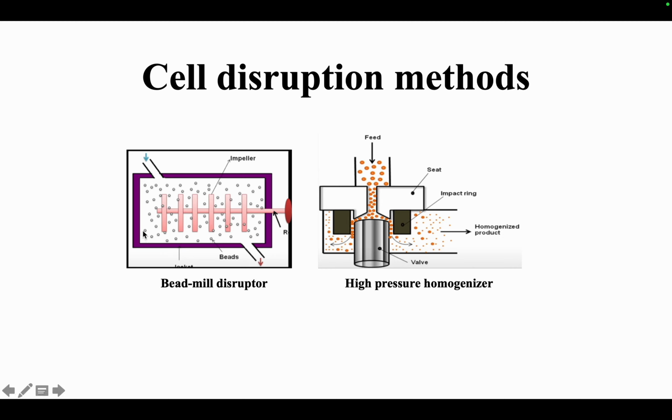Similarly, in the high pressure homogenizer, we can add a feed or cell culture from here, and as you can see, there is only a very small space here, and high pressure is created at this region. The cells are sucked in through this small orifice, and as they are sucked in at very high pressure, they lyse open, and the homogenized product is collected from here.